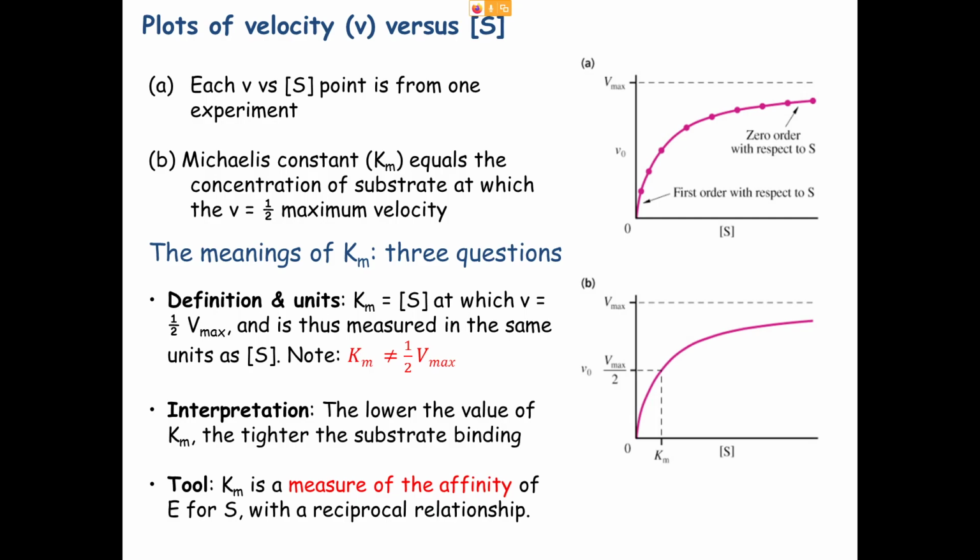Well, I can use this as a tool. I can measure the Km in a laboratory setting, and the reciprocal of that will tell me the affinity of E for S. Is this a tightly binding ES, or enzyme to substrate relationship? So I have some definitions, there's an interpretation of it, and I can use it as a tool. It's a measure of binding affinity with an inverse relationship, or reciprocal relationship. Okay, so be careful what question I'm asking you here and how you answer it.